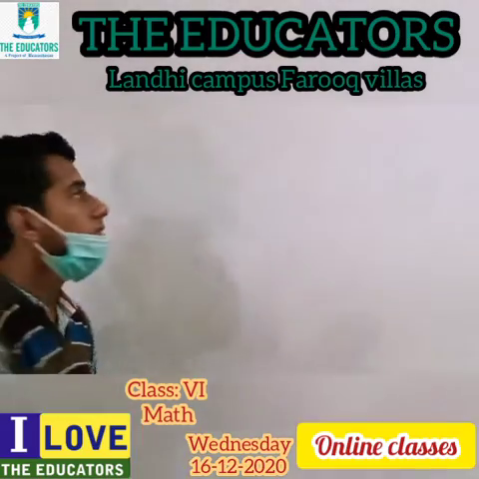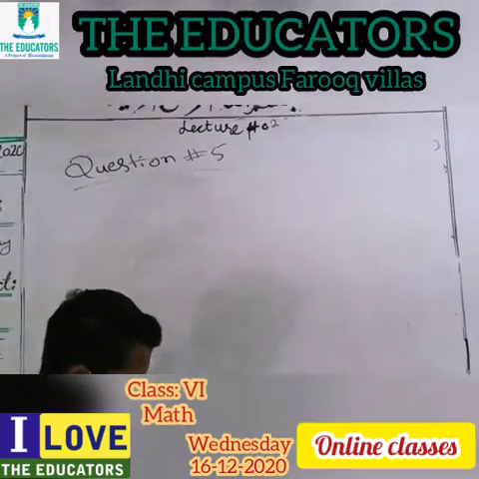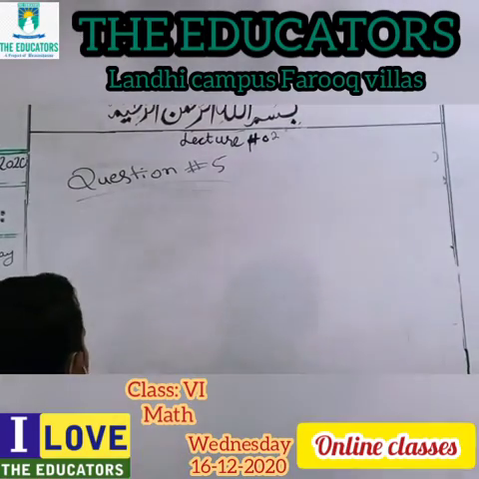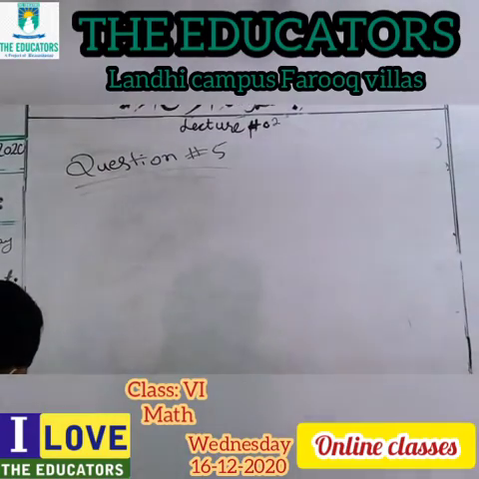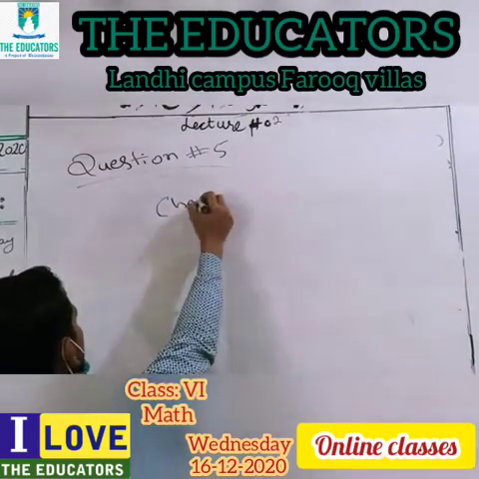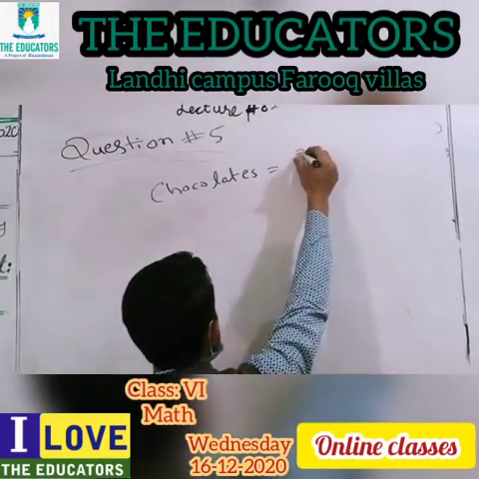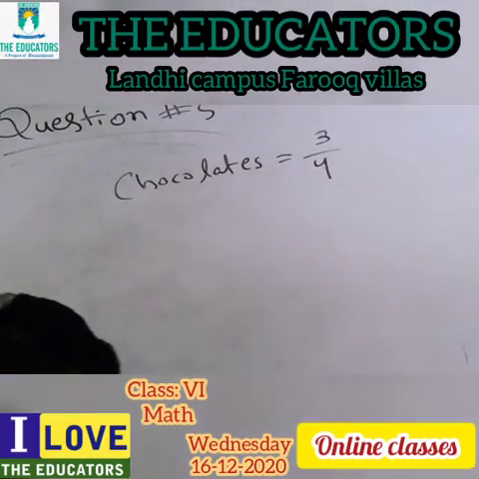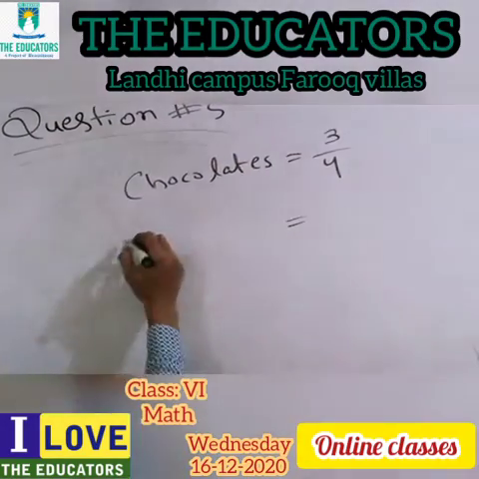Now let's move to question number 5. That is, Samina spends 3/4 of her pocket money to buy chocolates. Okay, so what to write here? Samina spends 3/4 of her pocket money on chocolates. So for chocolates, Samina spends 3/4 of her pocket money. 3/4 means 3:4. Okay, and the rest to purchase chewing gum. And what's rest here? The rest to purchase chewing gum.